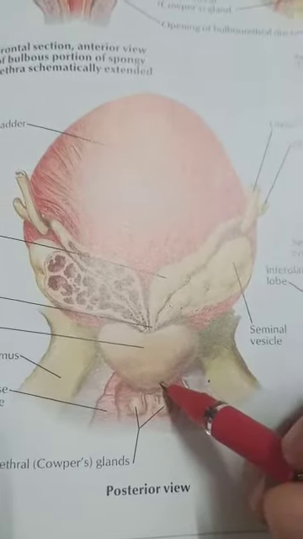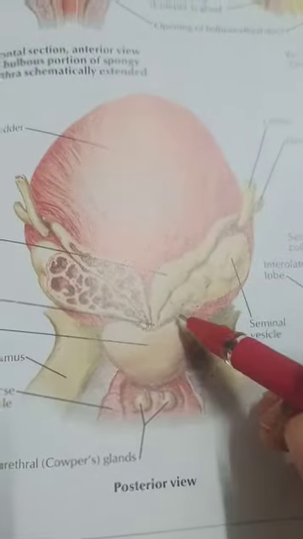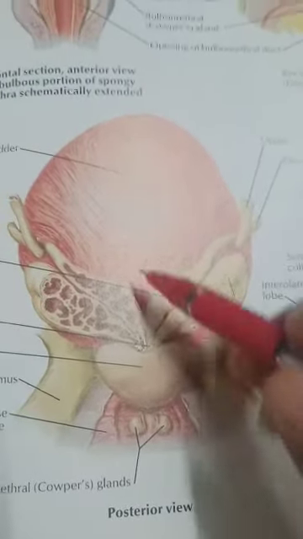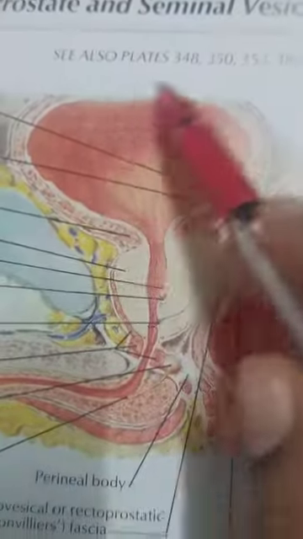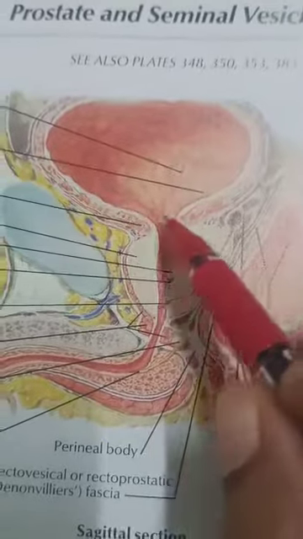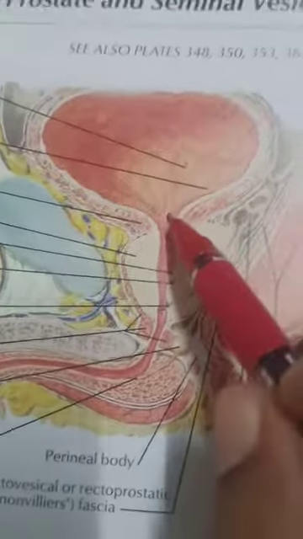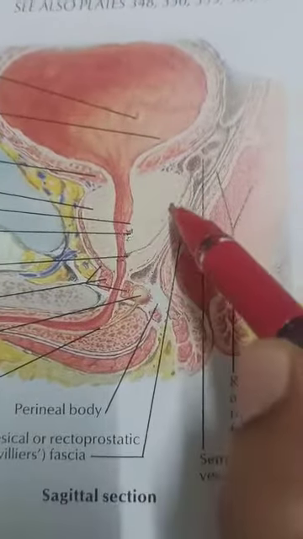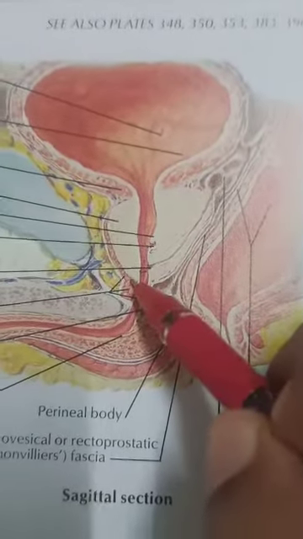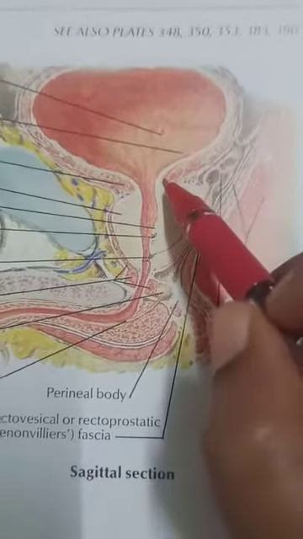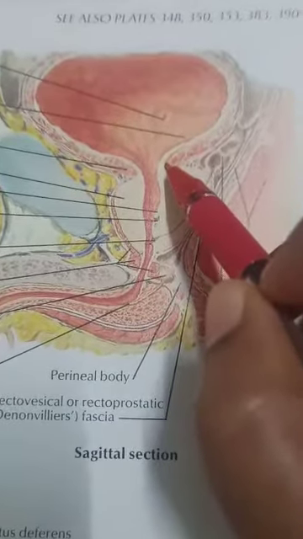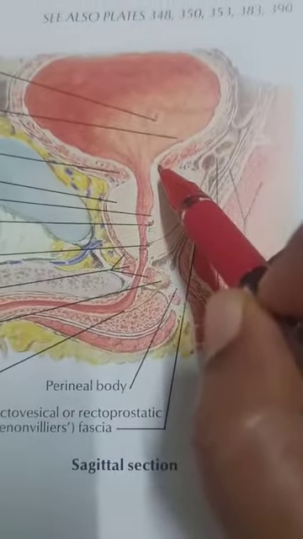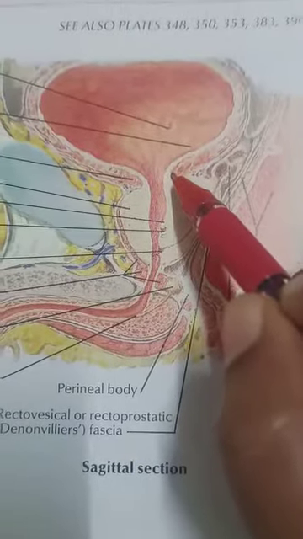It is situated in the lesser pelvis, below the neck of the urinary bladder. So this is the urinary bladder, and here comes the neck of the urinary bladder. It lies below, and this is our prostate gland. So it lies below the neck of the urinary bladder, within the lesser pelvis, and behind the lower part of the pubic symphysis.